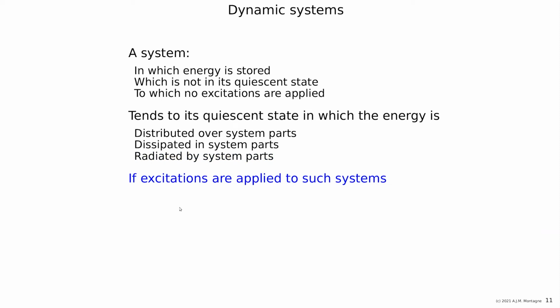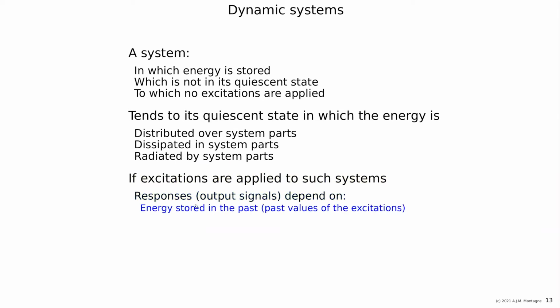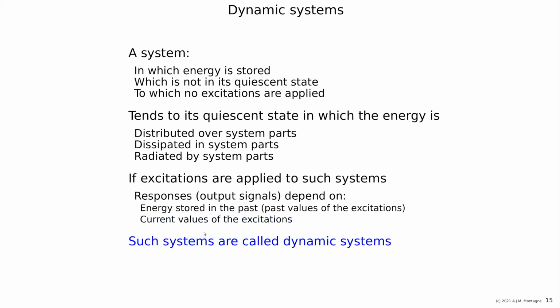If excitations are applied to such systems, the responses, so the output signal, logically must depend on the energy stored in the past. So if the energy is not yet distributed and the system is not in its quiescent state, then there's still something left, and of course the current values of the excitations. Systems like this are called dynamic systems.